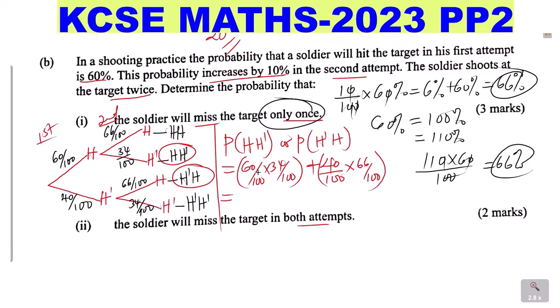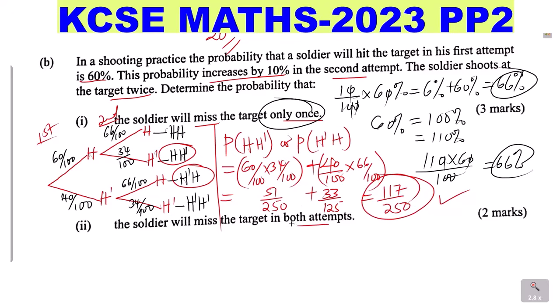So working out these, this will give 60% times 34%. Simplify, this will give you 51 divided by 250. Then 40% times 66%, this will give you 33 divided by 125. Then you add the 51 over 250 plus 33 divided by 125. This will give 117 divided by 250. That is the solution.